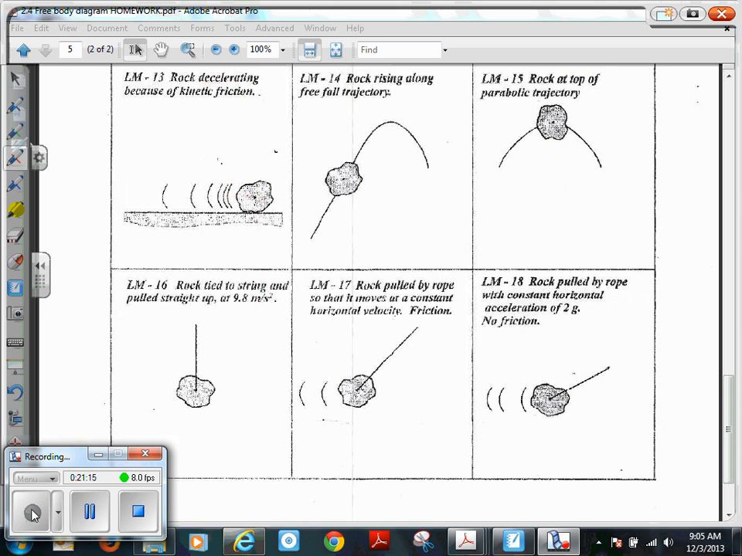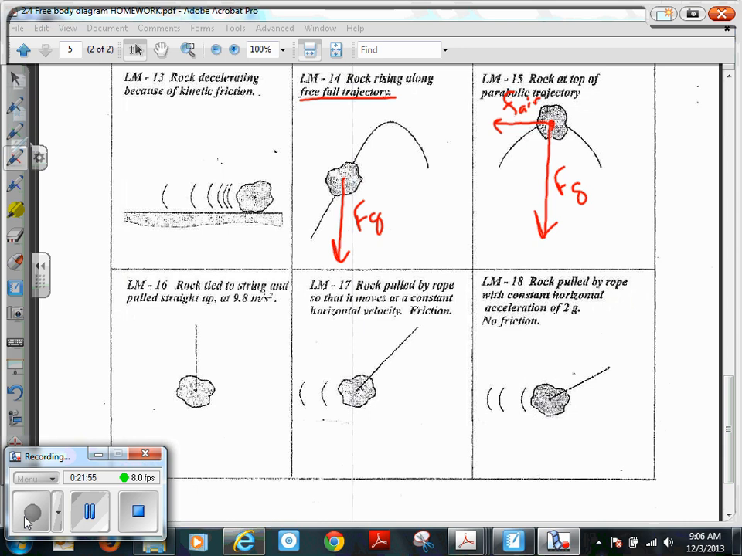Okay, so this one, we have free fall trajectory, which means no air friction. So what we have is the force of gravity. Is there anything else? Absolutely not. Nothing else. Rock at the top of a parabolic trajectory. Now, it doesn't say free fall, so we could say that there's air friction. If there was air friction, then it would be tangent to the parabolic path. And that would be your free body diagram.